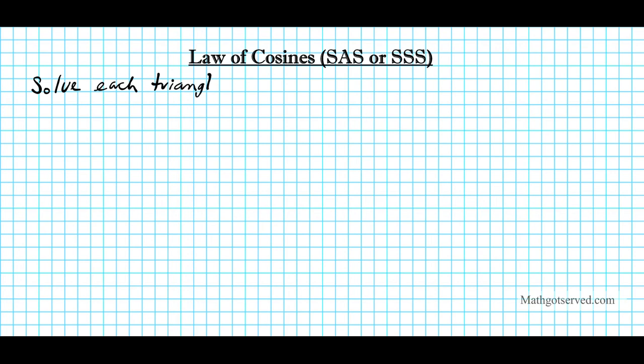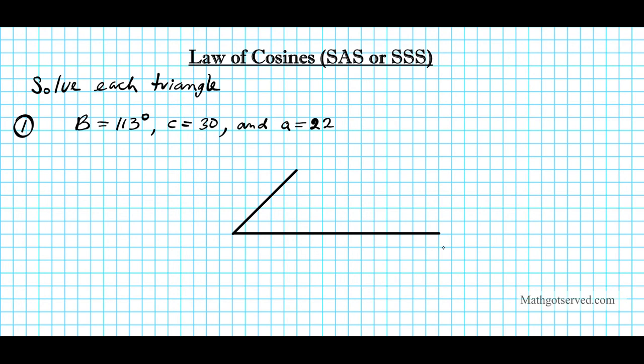All right, let's take a look at question number one. So question one, we have a triangle where angle B is 113 degrees, side C is 30, and side A has the measure of 22 units. All right, let's go ahead and sketch the graph of the situation, make a triangle. So let's just sketch a typical obtuse triangle.